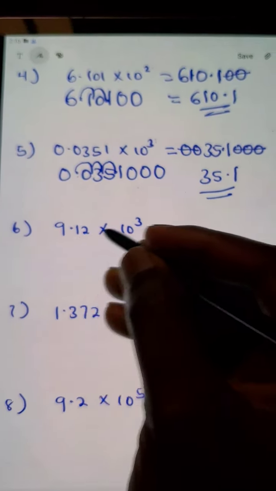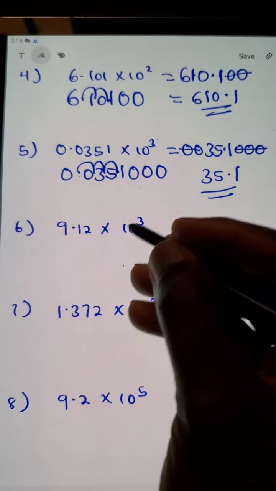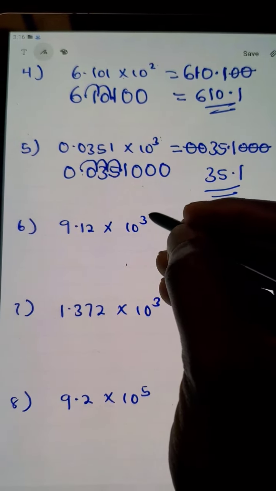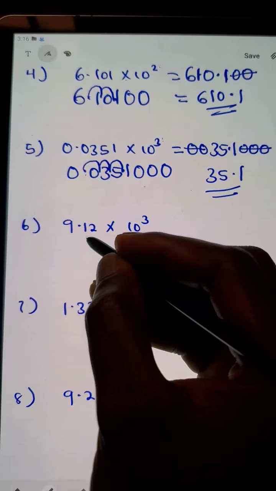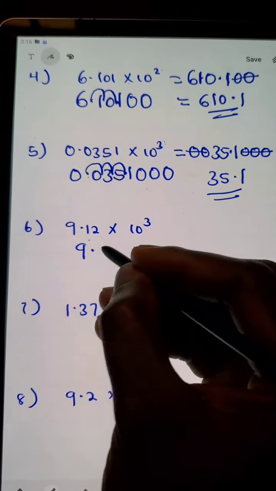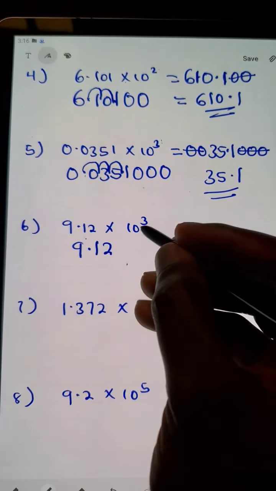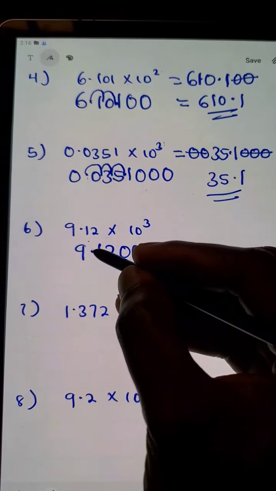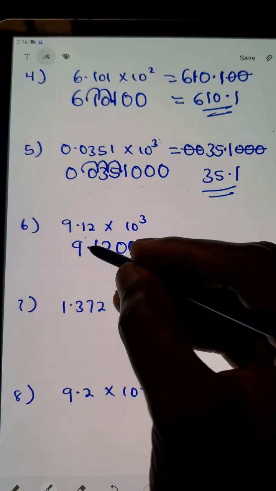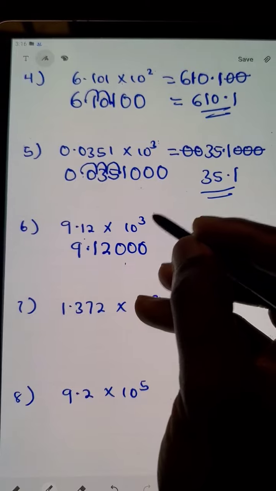You have 9.12 times 10 raised to the power of 3. I told you the power will determine the number of 0s you're going to add to the main number. And that will give you what? 9.12. Then you add 3 0s to it. 1, 2, 3. Then you have to start the counting from this point. Since you're multiplying, you count 3 numbers forward because of this power.